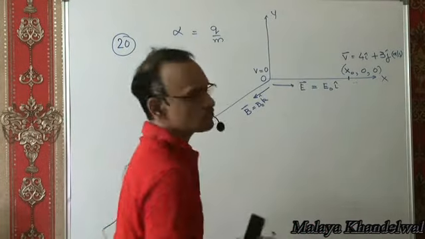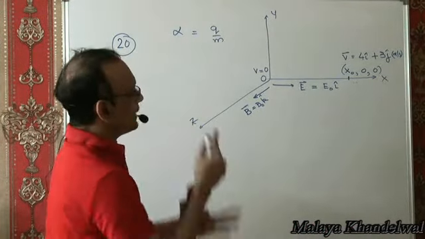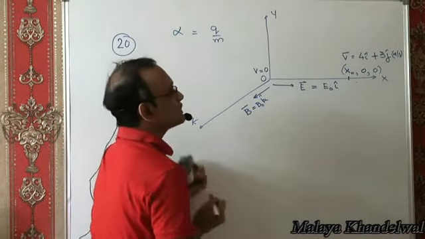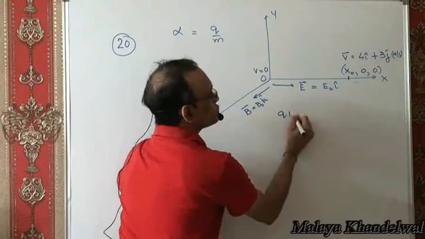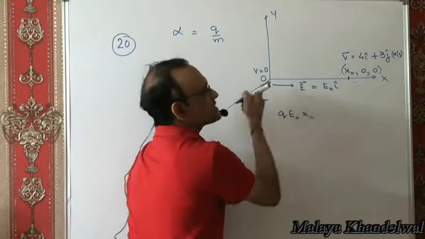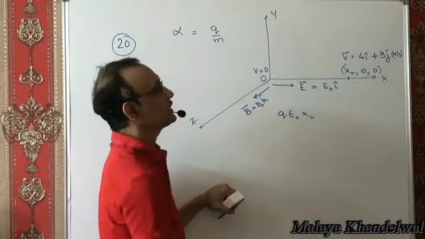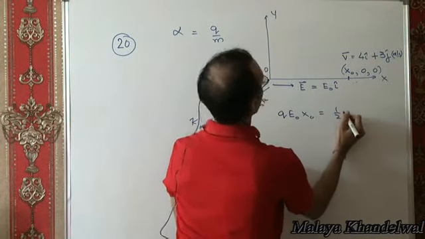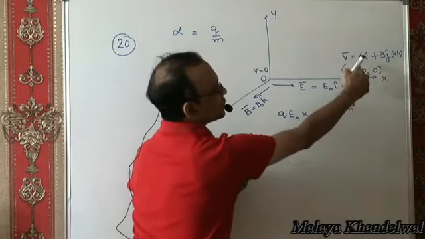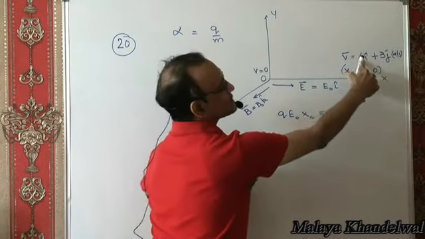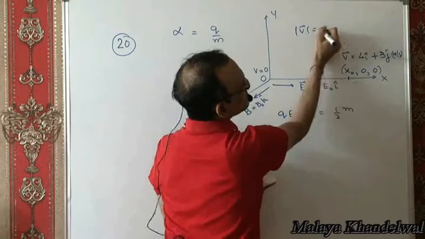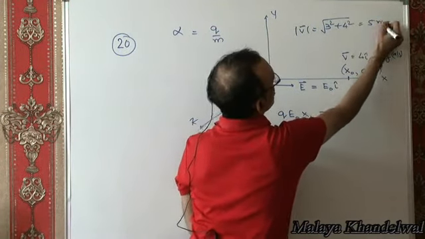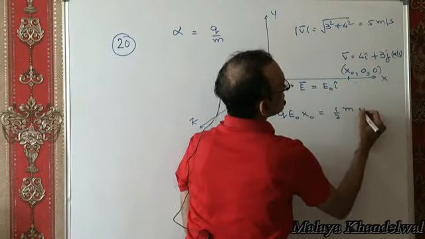Very clearly, the electric field is a conservative field. No matter how the particle moves, the net work done by the electric field is going to be qE naught into x naught, the displacement in the direction of the electric field, and that must be the change in kinetic energy. So that must be half of m into v squared, the square of the velocity. The magnitude of the velocity, as you can see, is root of 3 squared plus 4 squared, which is 5 meters per second, right?